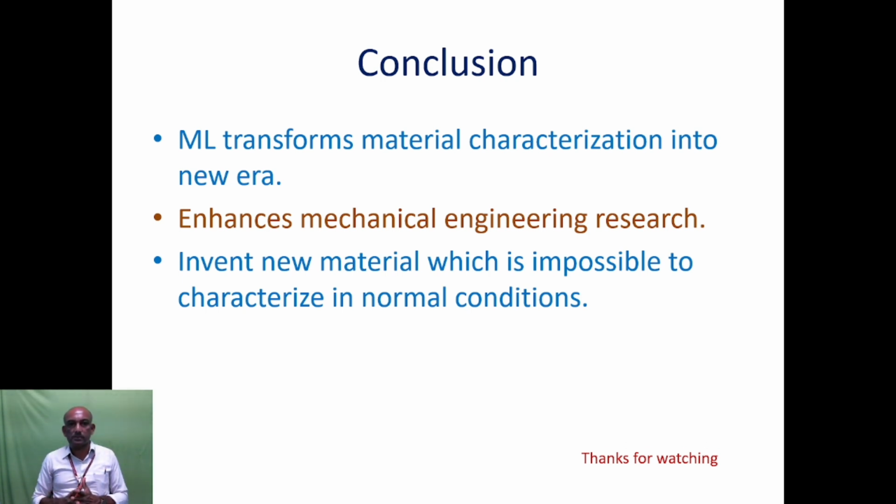Now we come to the conclusion session of this lecture. ML transforms material characterization into a new era. As already discussed, apart from the conventional method, we can use artificial intelligence to characterize a material. It gives a new era to predict new materials in the future generation, and for impossible applications also, we can predict using this ML method. It will enhance and escalate mechanical engineering research. ML will definitely be helpful to enhance research and invent new materials which are impossible to characterize in normal conditions. These are some conclusions.